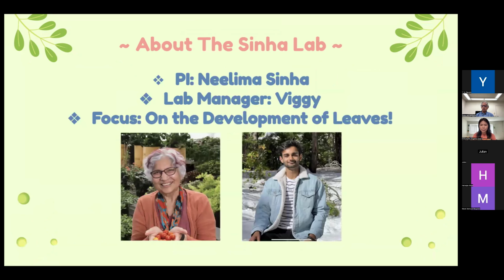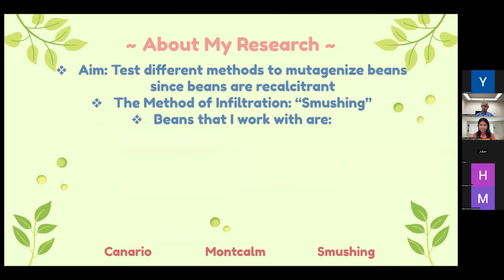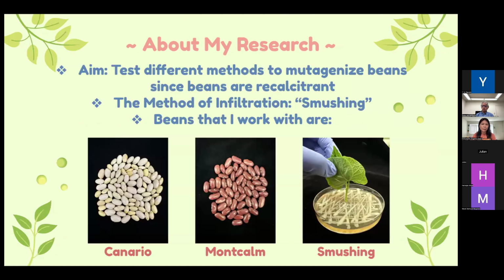So the lab that I am currently in is called the Sinha Lab. My PI is Dr. Neelima Sinha, and my lab manager is Vicky. The focus of our lab is on the development of leaves. The aim of my research is to test different methods to mutagenize or edit beans, since beans are very recalcitrant, meaning that they aren't very cooperative. The main method of infiltration that I used for my study is smushing, which you can see in the far right corner picture. The beans that I worked with throughout the study were Canarios and Montcalms.